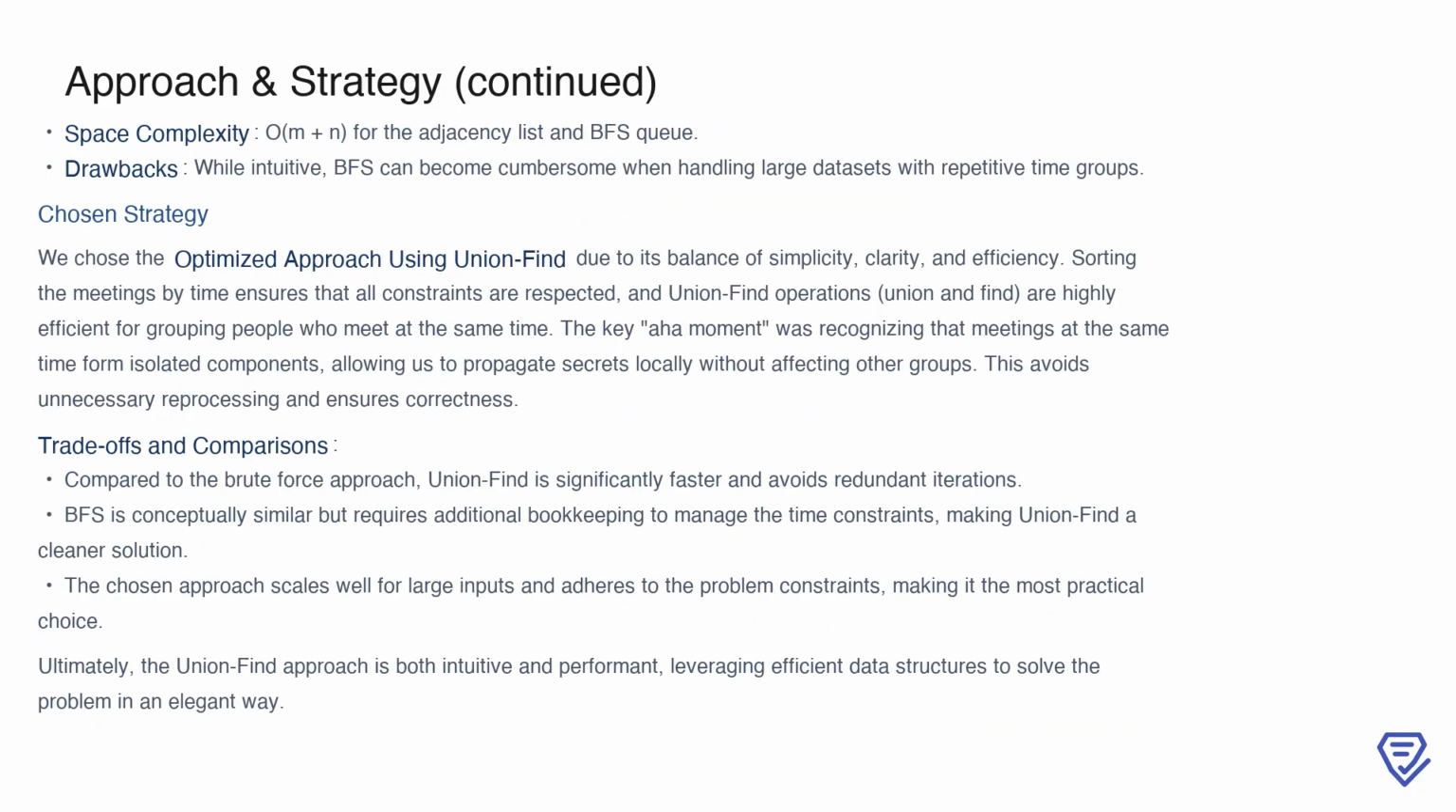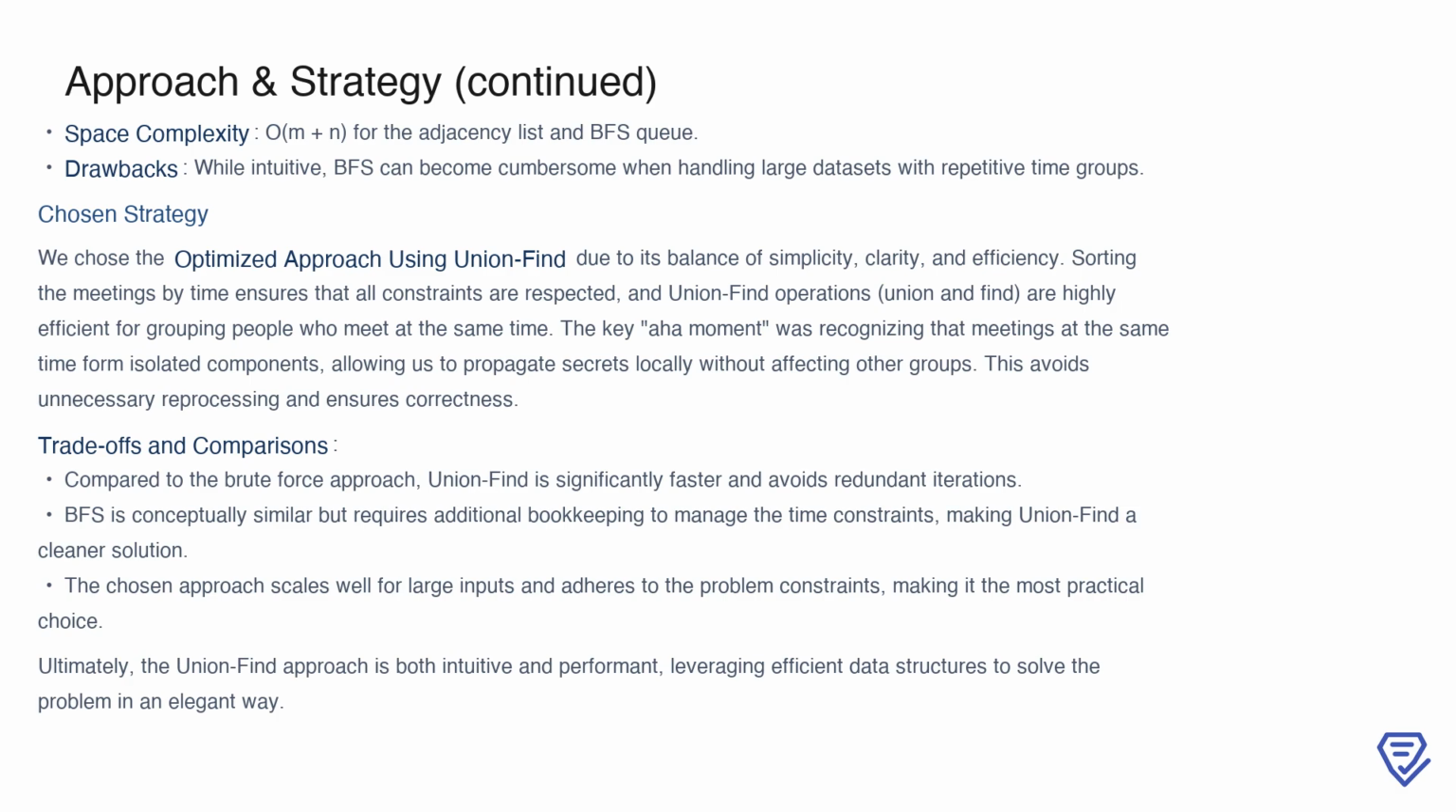Another strategy we considered is breadth-first search, or BFS. Here, we model the problem as a graph traversal. Each person is a node, and meetings form edges between them. We can propagate the secret using BFS, starting from the initial holders, person 0 and first person. The meetings are grouped by time in an adjacency list, and BFS is performed for each connected component in chronological order. While this method is intuitive and has a similar time complexity to union find, it requires additional bookkeeping to handle the time constraints effectively. This can make it cumbersome for larger datasets with repetitive time groups.